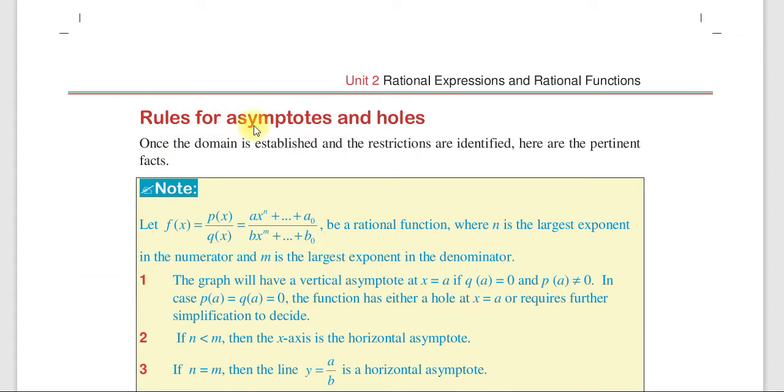ሌላኛው ደግሞ rules for asymptotes and holes. What are the rules for asymptotes and holes? ለሆሎች እና ለአሲምፕቶቱ፣ አሲምፕቶት እና ሆል ማለት እንግዲህ የግራፉ አባል ያልሆኑ ወይም ዶሜናችን ውስጥ የማይካተቱ እንደማለት ነው። One is the domain is established and the restrictions are identified. Here are the pretend facts.